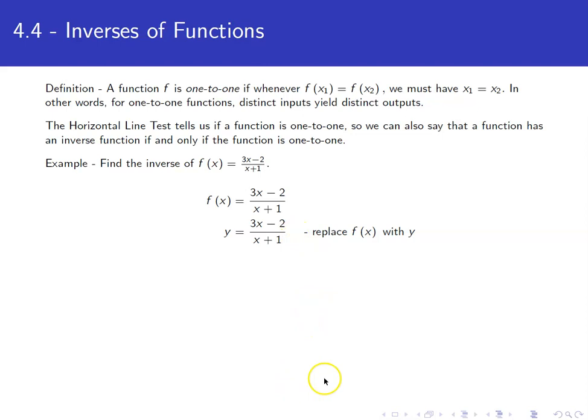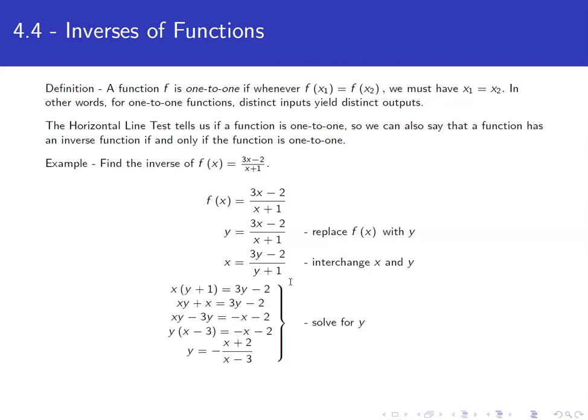Now remember, inverses reverse the roles of x and y. Doing that here, I'll interchange: wherever I see a y, I'm going to put an x, and wherever I see an x, I'm going to put a y. So we get x equals 3y minus 2 over y plus 1. And now we want to solve for y. So this whole stack over here is what we get when we solve for y.